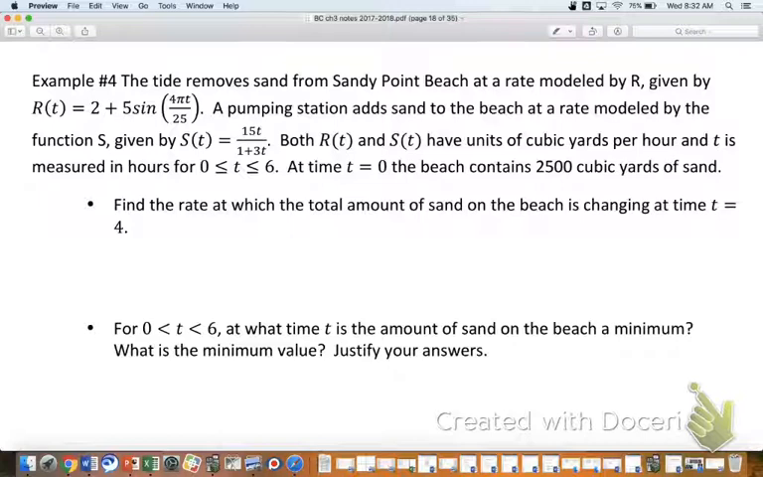So this says, this is a classic example. This is another one, like you see these all the time. The tide removes sand from Sandy Point Beach at a rate modeled by R, given by R of t. So the water is dragging the sand out to the sea, but a pumping station is adding sand to the beach at a rate modeled by S.